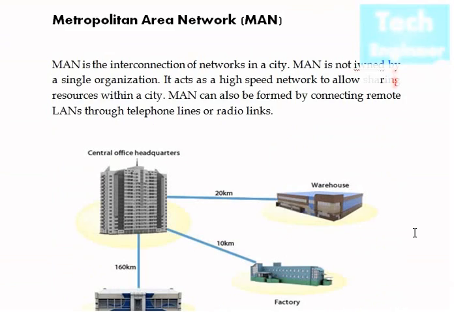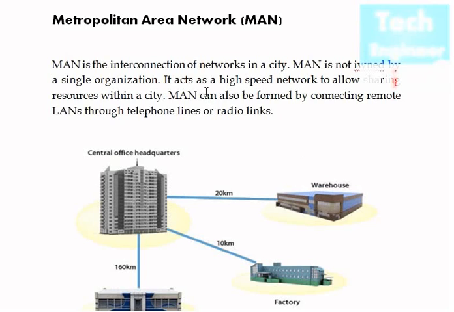Now, the metropolitan area network is the interconnection. This is the third type. Basically, the network is divided into three, but the campus area network is a new terminology dedicated to a campus. That's the reason we have that terminology.